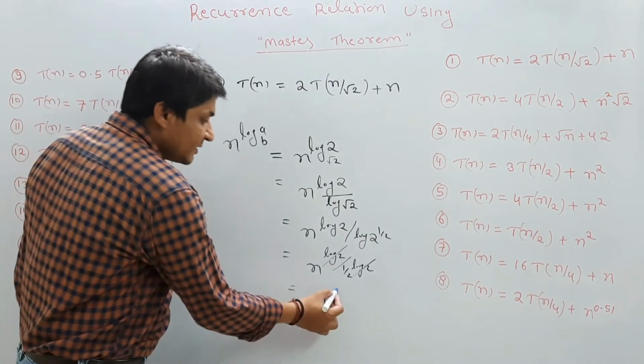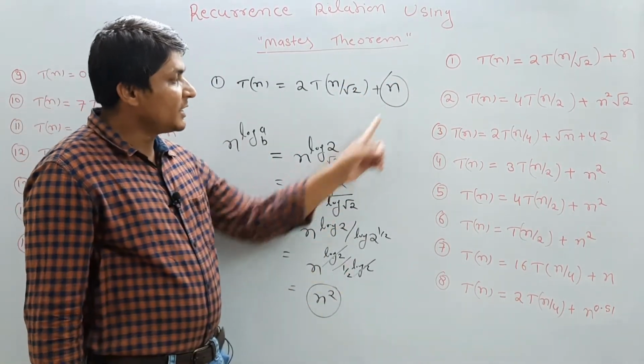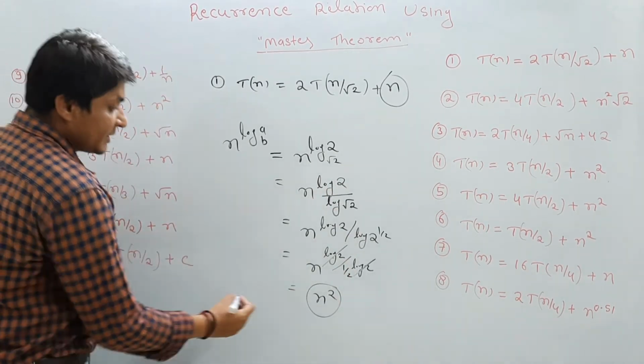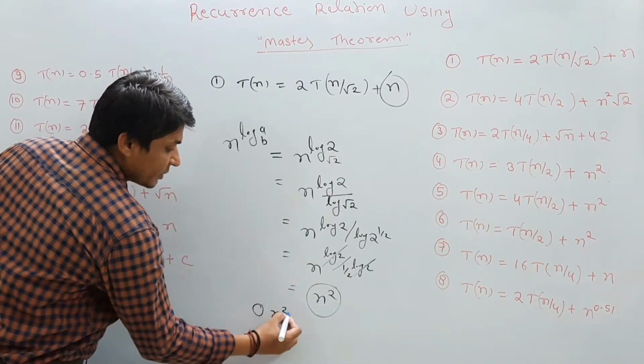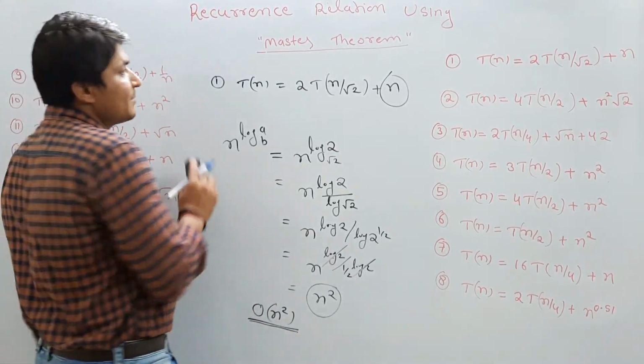Now let us compare this function and this function value. Whichever is greater, that is the time complexity. So what is the time complexity in this case? Time complexity is order of n square. So this is example number 1. Now let me solve example number 2.